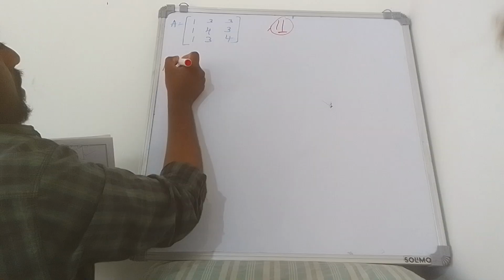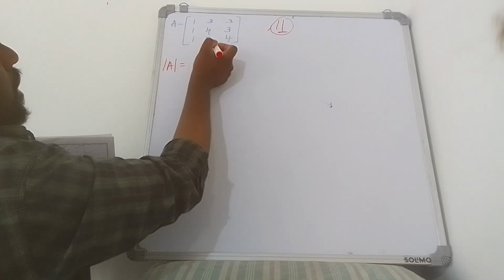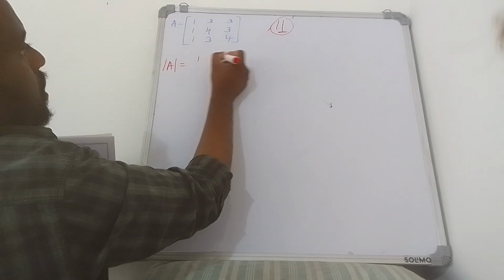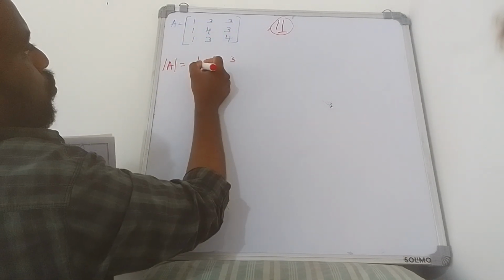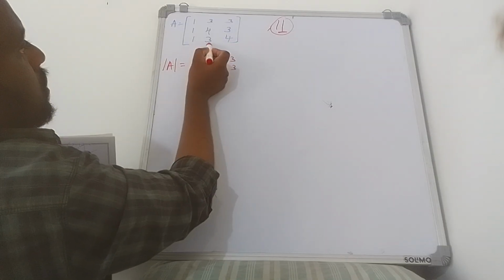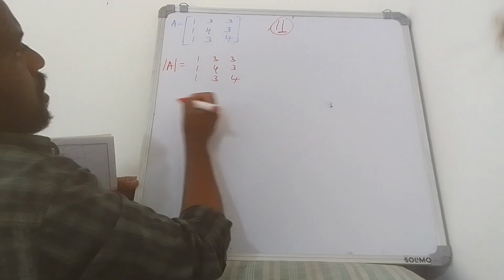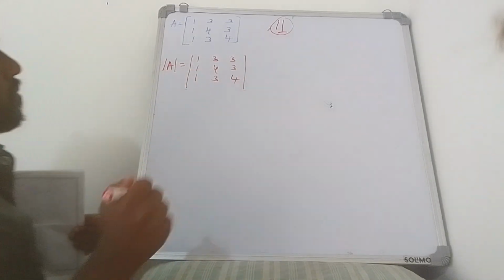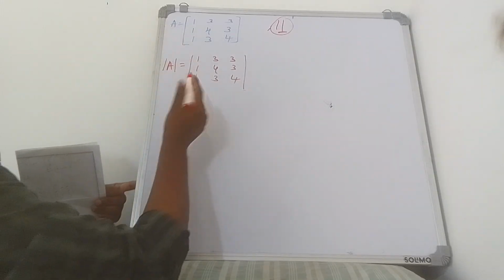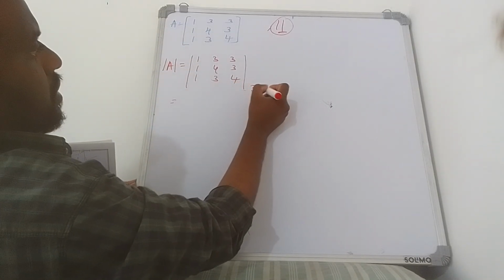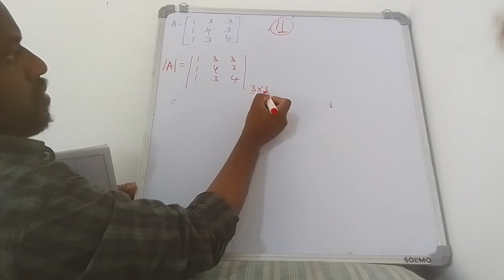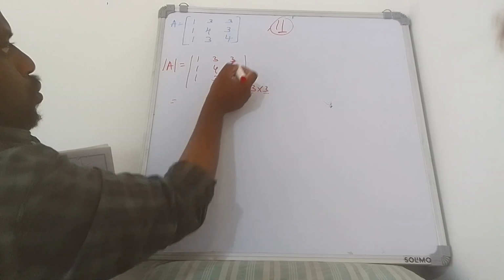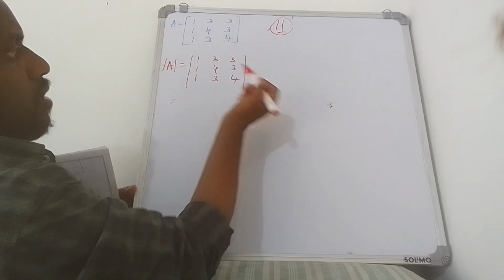For A, I will take the determinant like this. Now how to take the determinant for this? First write these elements: 1 3 3, next 1 4 3, next 1 3 4. Take the determinant. So these are the determinant symbols. Now we need to find the determinant. This is a 3 cross 3 determinant. 3 cross 3 means 3 rows, 3 columns. See, 1 2 3, 3 rows, and 1 2 3, 3 columns.